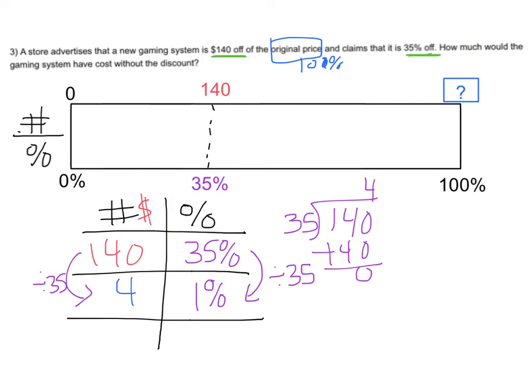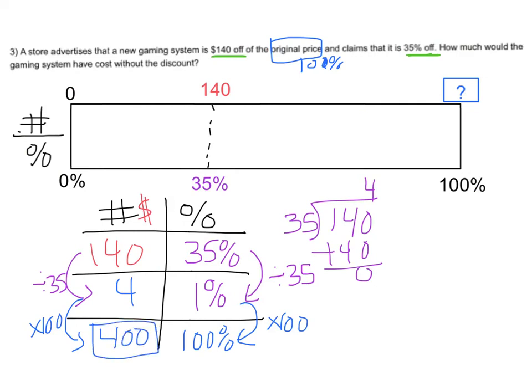So if 1% is 4, then I want to try to get now to 100%. And I can go from 1 times 100 to get to 100. So I'm now going to multiply 4 times 100 to get 400. So that means that the original price of the game system happens to be $400. We can show that on our handy dandy model right here to show that the original price was $400.